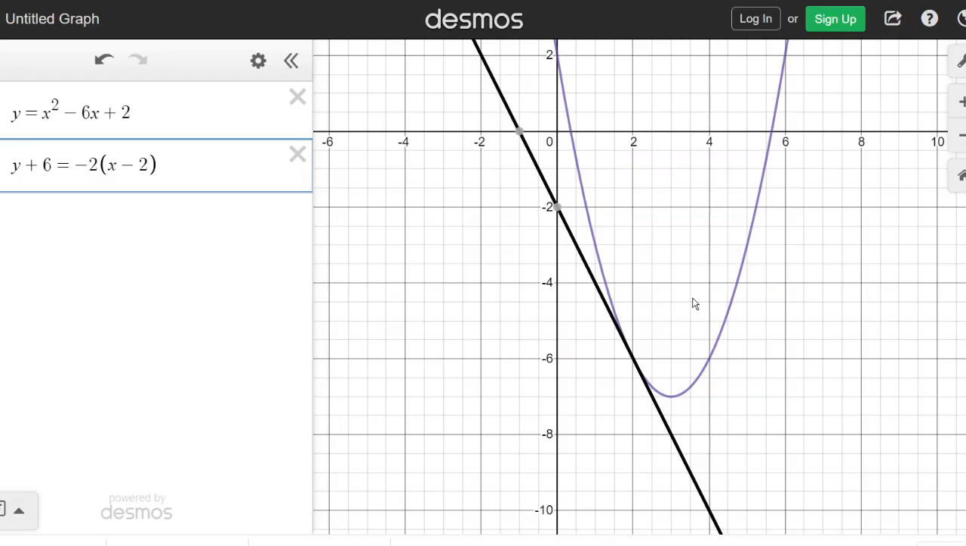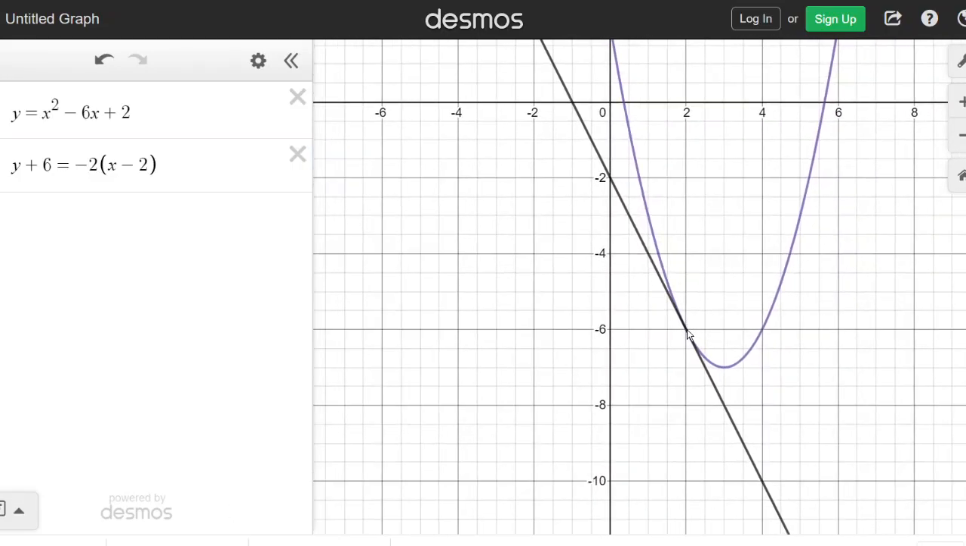So did you see it in here? The black line is the tangent line. The black line has a slope of -2. I'm trying to say the point with x coordinate of 2 and y coordinate of -6 is on the line, and it's also on the curve. Okay.